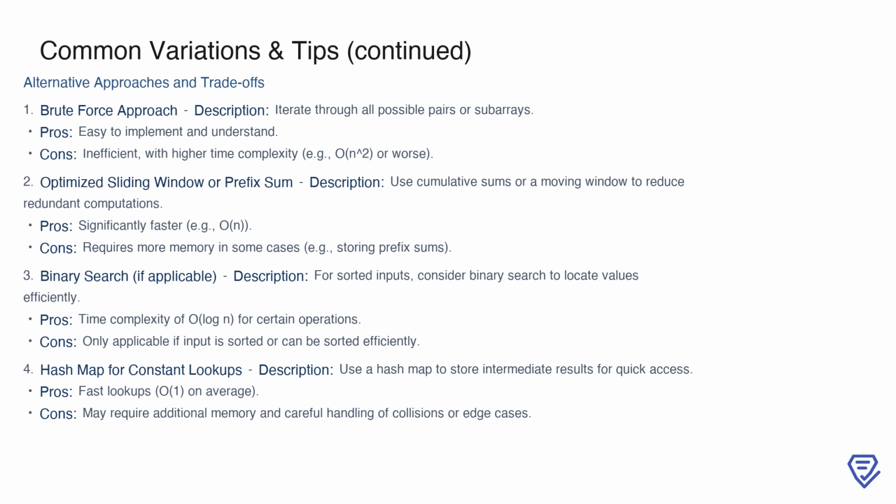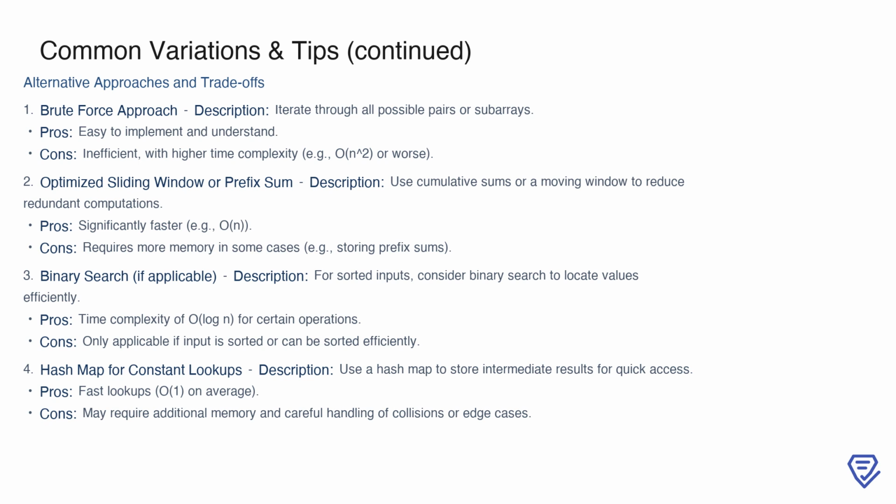When considering alternative approaches, it's important to weigh their pros and cons. A brute force approach is often the most intuitive. It involves iterating through all possible pairs or subarrays. While it's easy to implement and understand, it's usually inefficient, with a time complexity of O(n squared), or worse. On the other hand, optimized techniques like sliding window or prefix sums reduce redundant computations, achieving much faster runtimes, such as O(n). However, they may require additional memory, such as storing prefix sums.